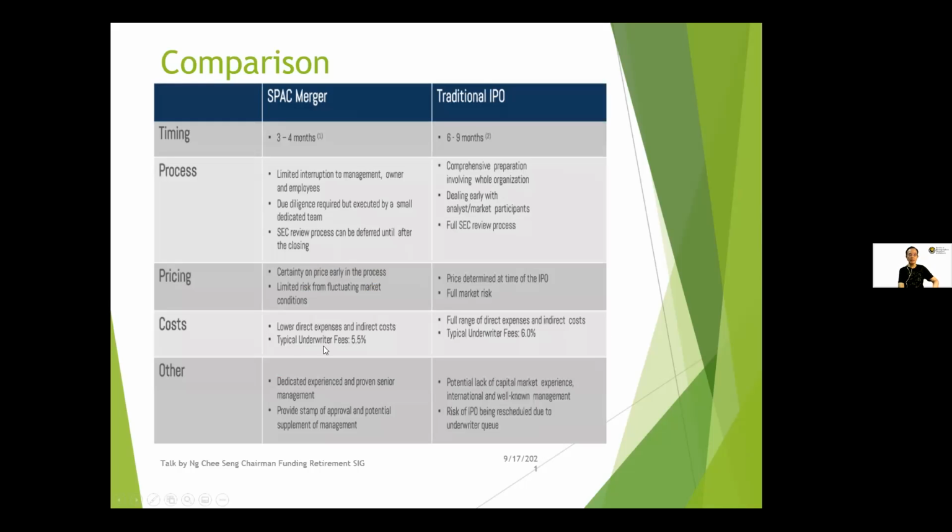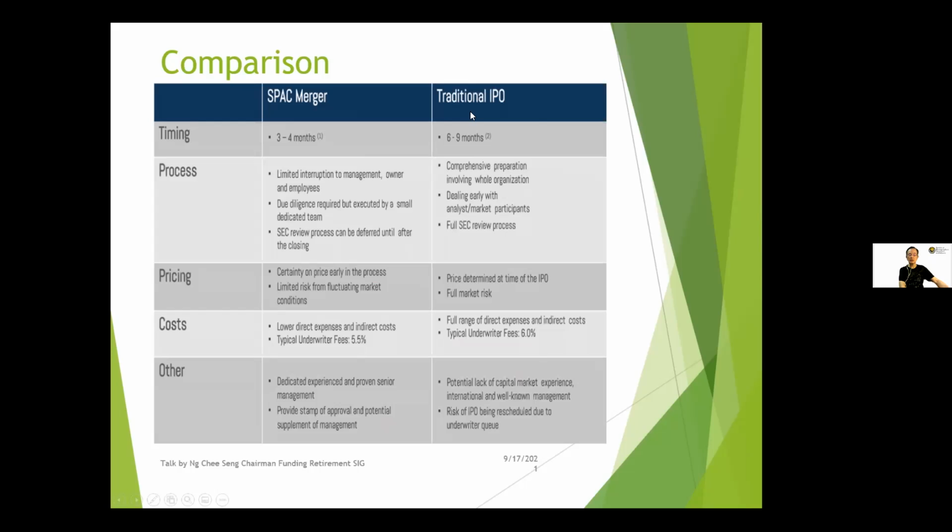So here we have a quick look at the comparison between a SPAC merger and a traditional IPO. IPO means initial public offer. So you have a good company, or you have an IT high-tech company that you want to go for listing.